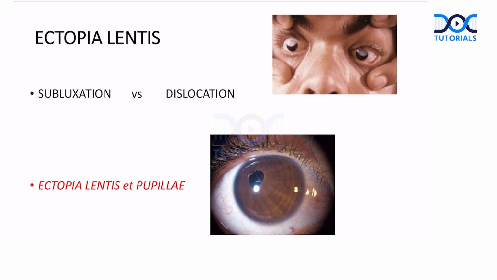Next for us is a very important condition in ophthalmology and in lens. We'll be talking about ectopia lentis. So, friends, what do you mean by the term ectopia? We have discussed earlier also ectopic, somewhere else, not in the normal place. Lentis means lens. So, this is the condition where the lens is displaced. Can I say there is a displacement of lens?